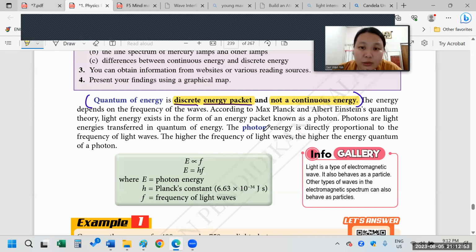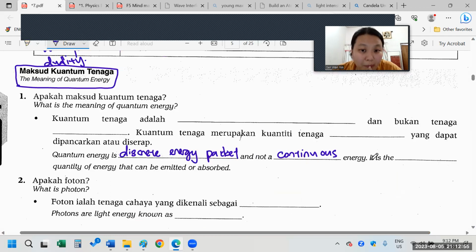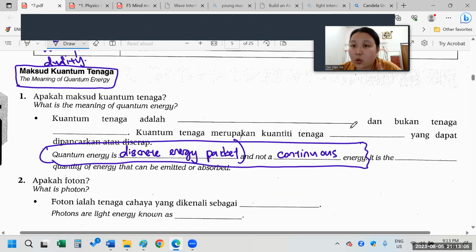I'm not sure about this. Okay, so at least you remember up to here. If possible, you continue this. What is a quantum energy? Quantum energy means it is a discrete energy packet.